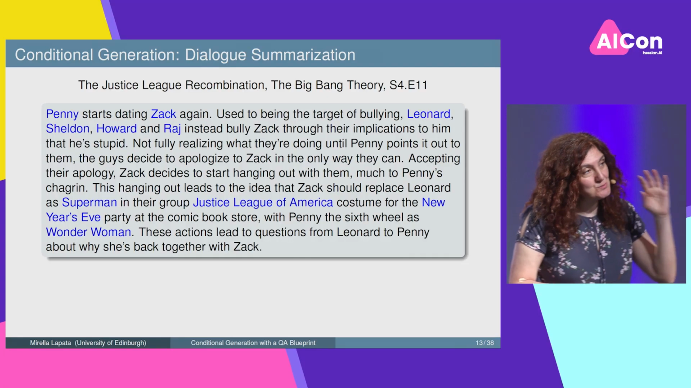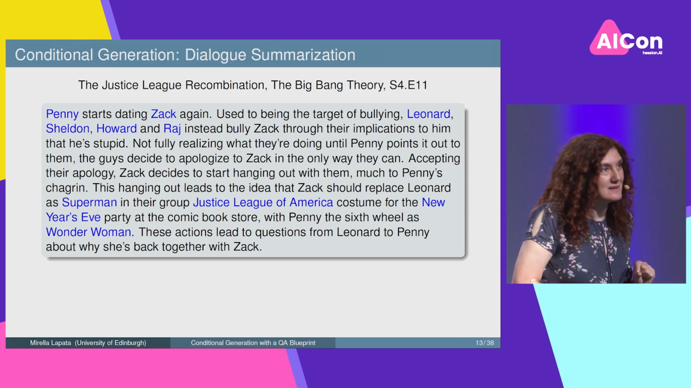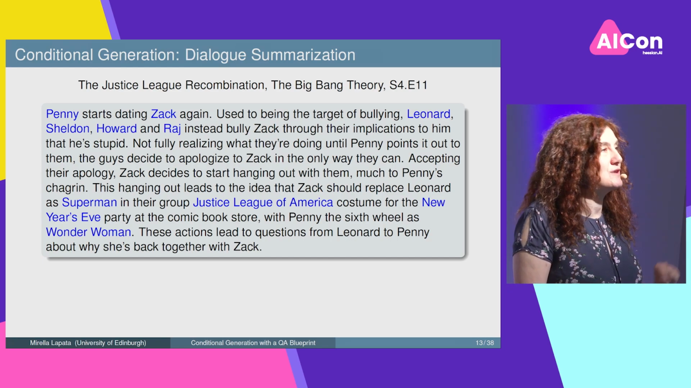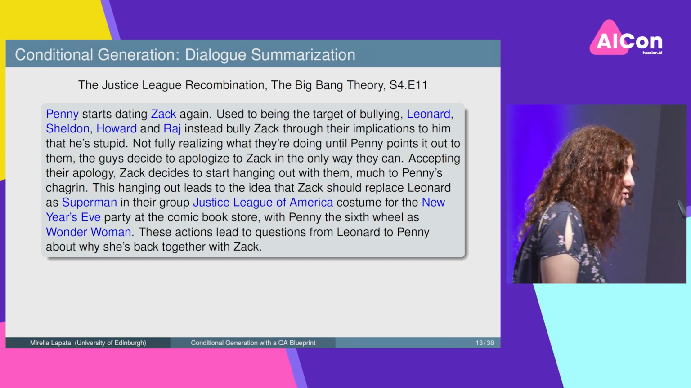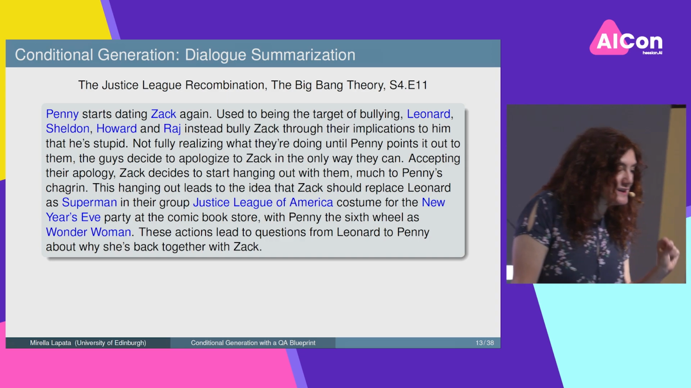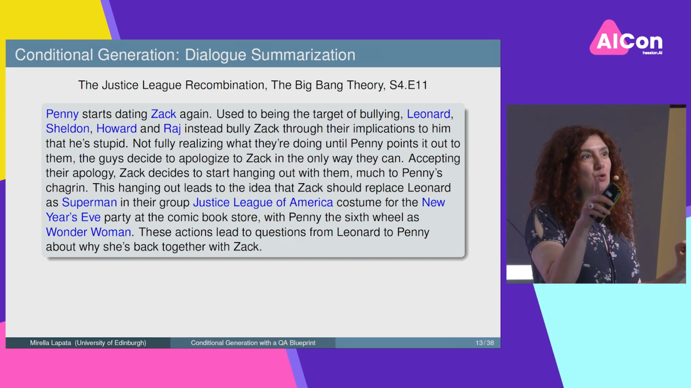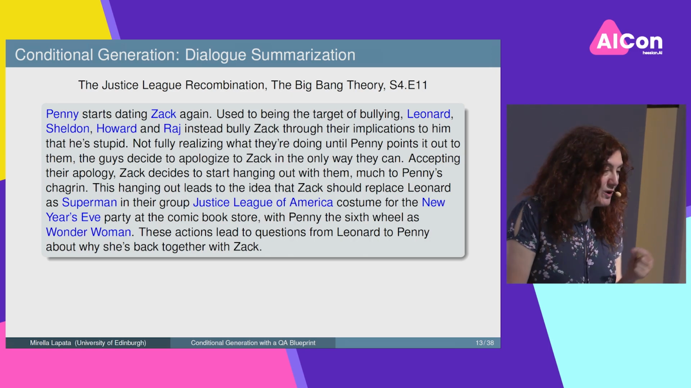And I'll just read out for you the first couple of sentences to see how difficult the task is. Blue here denotes different protagonists, different people in the episode. So Penny starts dating Zach again. We have to know who Penny and Zach are. And since you haven't watched this, this is very difficult for you too.